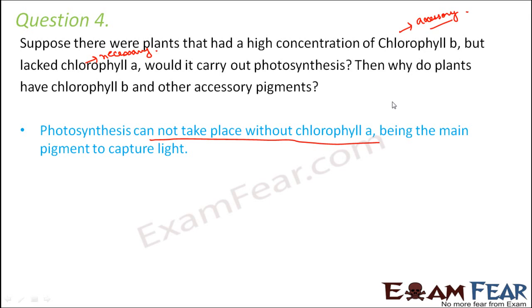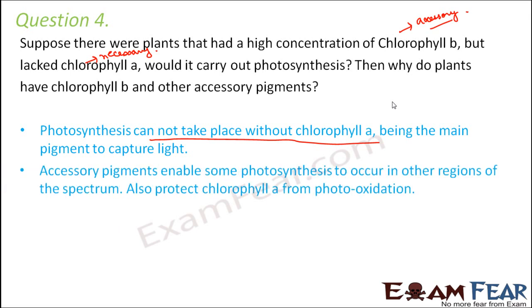So now the next question is, why do plants have chlorophyll B and other accessory pigments? If photosynthesis can take place without accessory pigments, then what is the point of having them? As I mentioned before, these accessory pigments have specific roles. One role is they help to protect chlorophyll A from photooxidation. So they ensure protection of chlorophyll A because they know chlorophyll A is necessary. So they try to protect chlorophyll A.